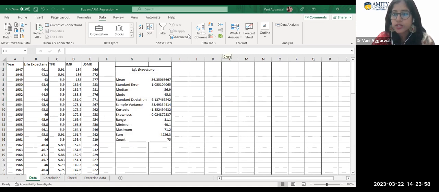Yes, I have shared this file, Satbirji. I have shared this file on the WhatsApp group as well as here in the chat box. Okay.